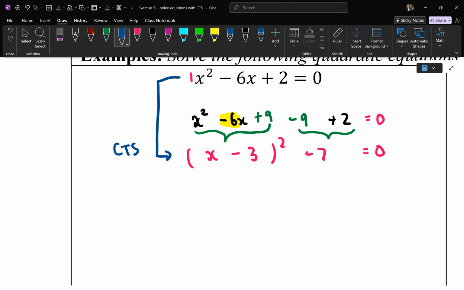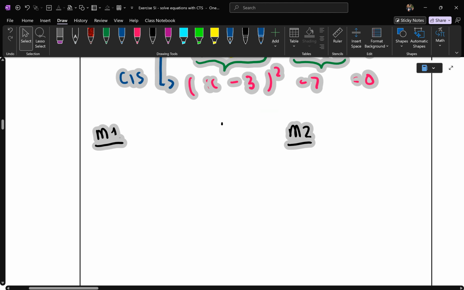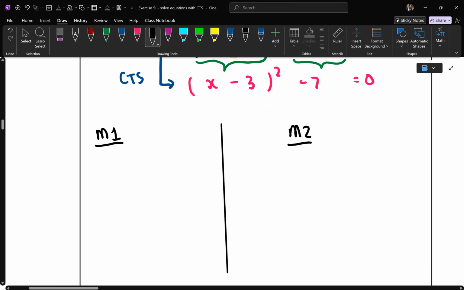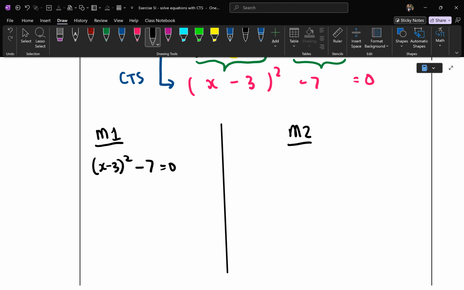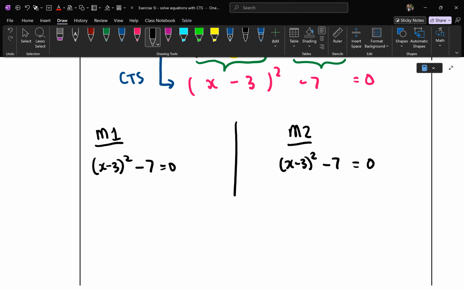I'm going to show you both methods. Method 1, I personally like just doing inverse operations. So let's split up the two techniques. You've got x minus 3 squared minus 7 is equal to 0. And the same thing over here, x minus 3 squared minus 7 is equal to 0. The textbook will likely want you to train difference of perfect squares, and it's fine. If you're not good at difference of perfect squares, it's an opportunity to practice.